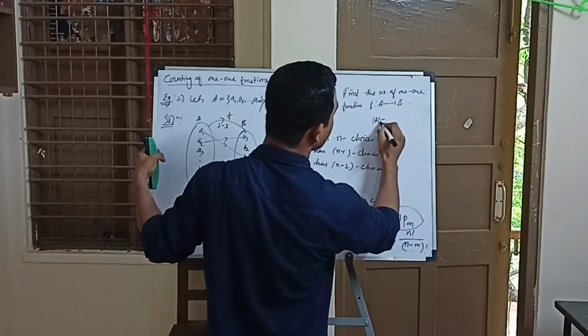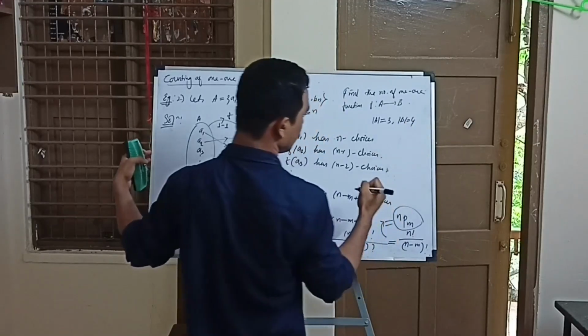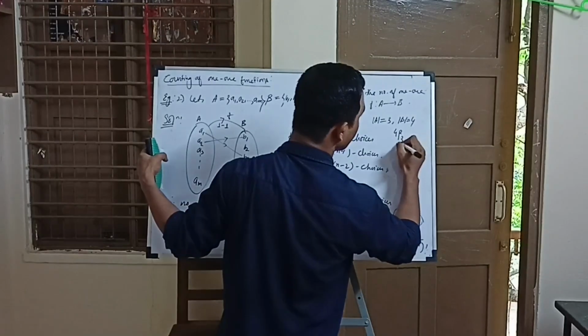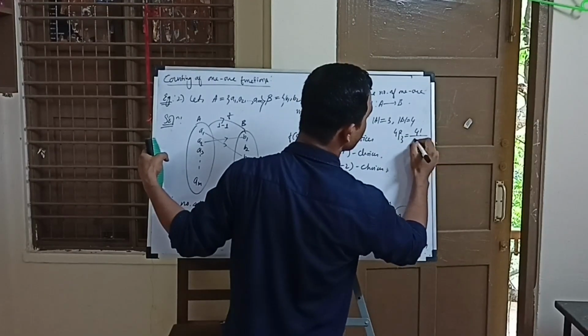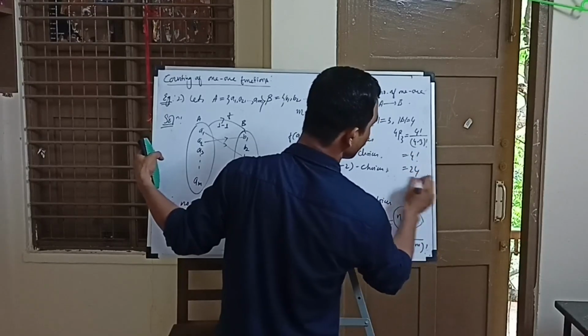Okay. Last question was that the cardinality of a is 3 and the number of elements of b is 4. The number of 1-1 functions from a to b is 4P3. What is it? 4 factorial over 4 minus 3 factorial. This is 4 factorial, this is 24.